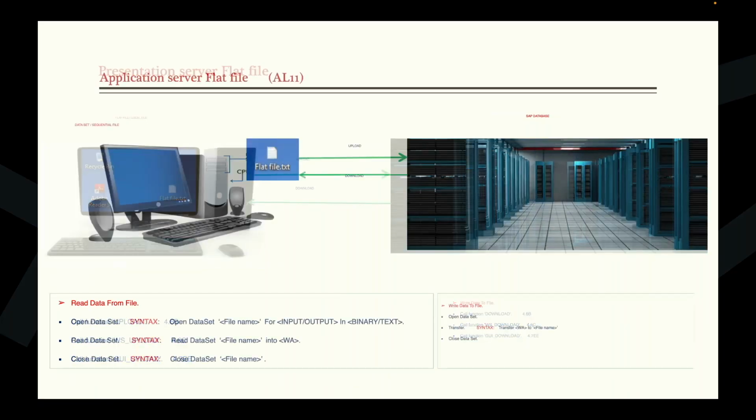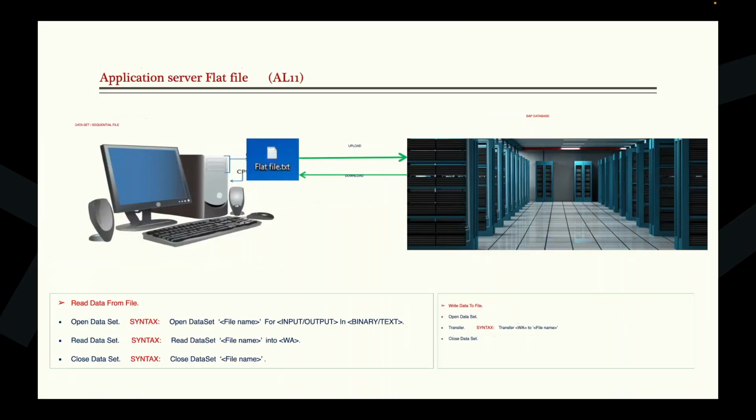Similarly, if we have a file in the application server, how will we read that file data, or how can we place a file into the application server? These are the keywords: open dataset, read dataset, close dataset. They are used if there is a file in the application server and you want data from it. Open dataset will open your file, read dataset will read the file data, and close dataset will close your open file.